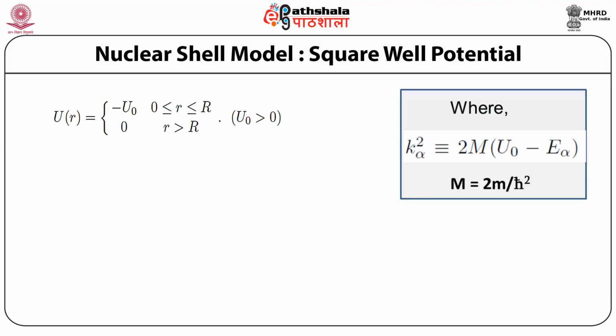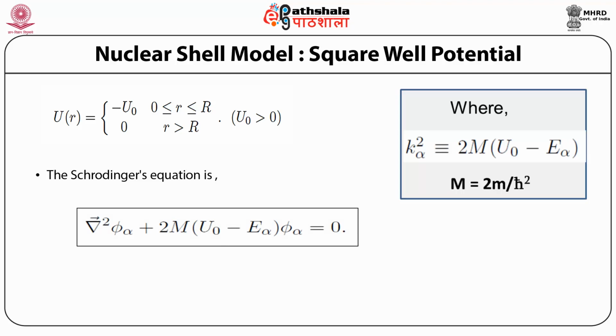Now, since the nucleus is a quantum mechanical system, we have to apply quantum mechanics. In order to solve any quantum mechanical problem, we need to consider the Schrodinger wave equation and find its solution. So, in case of a square well potential, the Schrodinger wave equation is del squared phi_alpha plus 2m(U0 minus E_alpha) phi_alpha divided by h bar squared is equal to 0.